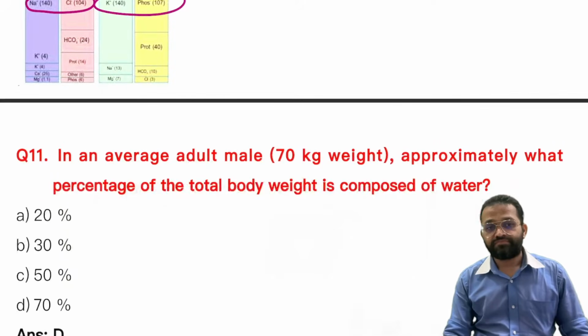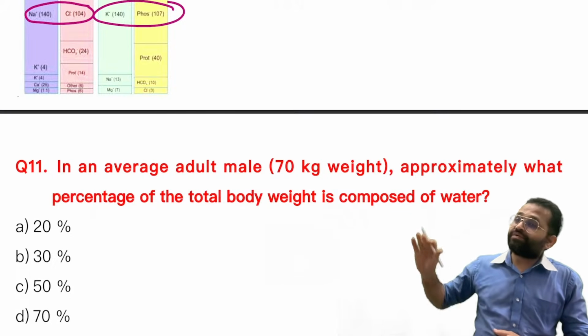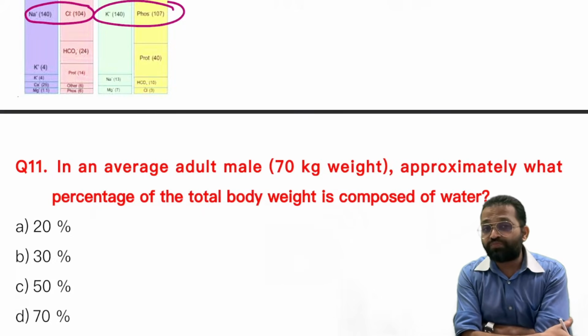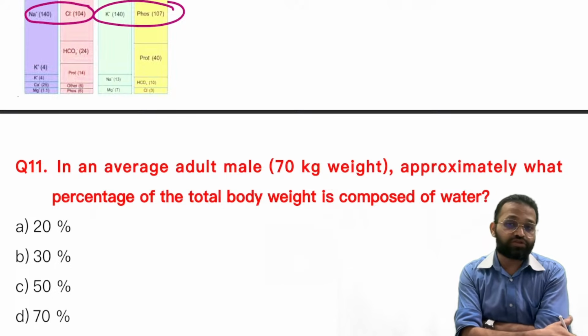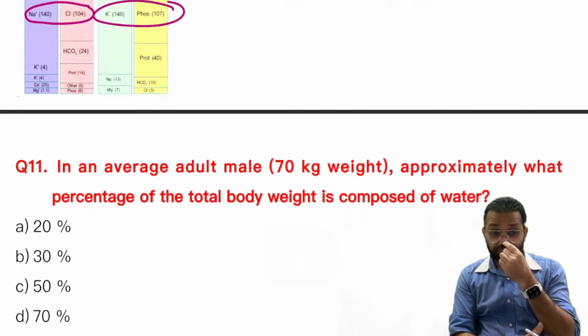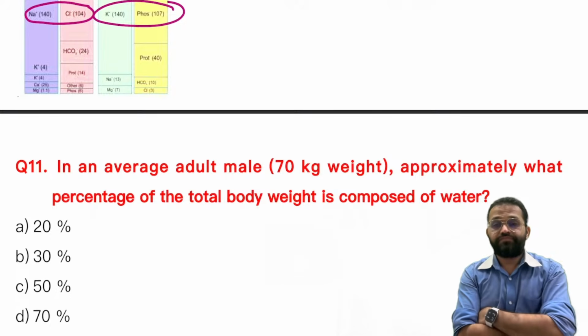Yes, this question. In an average adult male, 70 kg weight, approximately what percentage of the total body weight is composed of water? So now what is your answer? What is your answer?